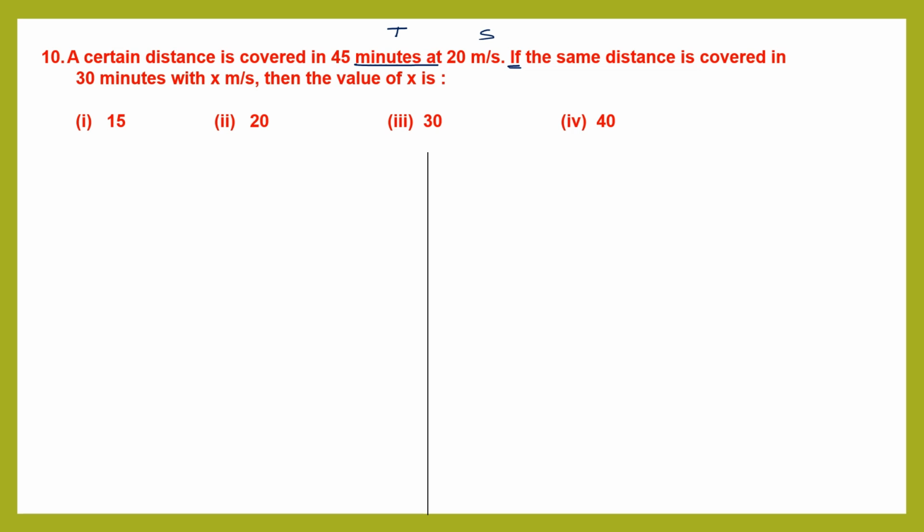Now let's continue. If the same distance, that means the distance that was there in the beginning, the certain distance, we are using the same distance this time, is covered in 30 minutes with x meters per second. So we don't know the speed, but we know the distance. It's the same distance as the beginning. And we know the time. Now we don't know the speed.